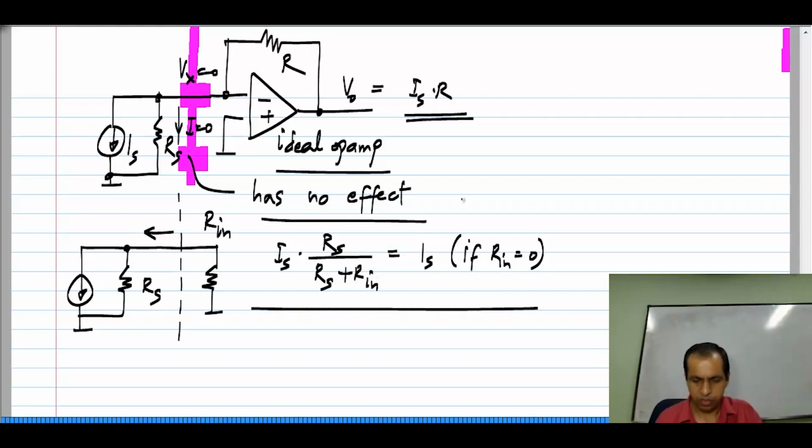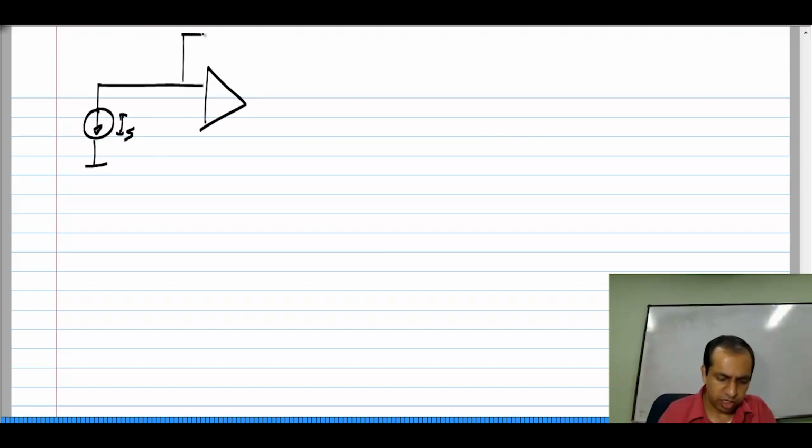Okay. So, if the input resistance is 0, even if the current source is imperfect, all of the current flows into the circuit. Okay, and that is exactly what happens over here. And similarly, let me take this circuit and evaluate its output resistance.